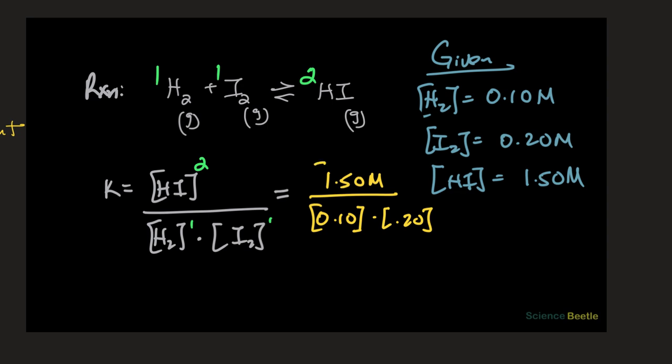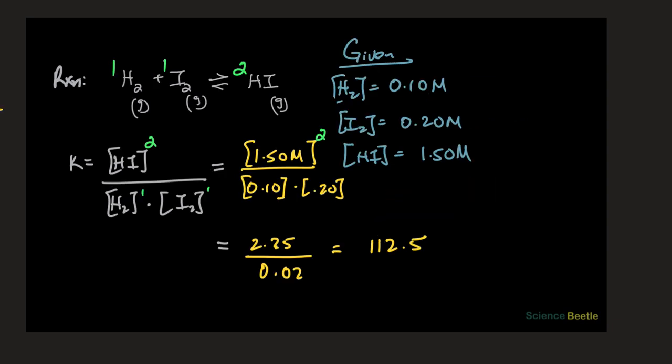Now, the only thing I need to do for the numerator is, don't forget, the coefficient or the power was 2. So you need to make sure you put that power up here for that particular species for the product, and so we're going to have to square that value. Go ahead and plug this into your calculator, take the 1.5, square it, and then divide it by the product of 0.10 times 0.20, and that should give you the value for K. So let's do this off screen. I'll show you the result in a second.